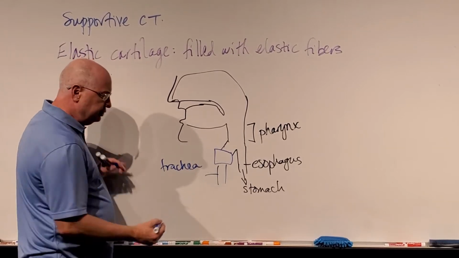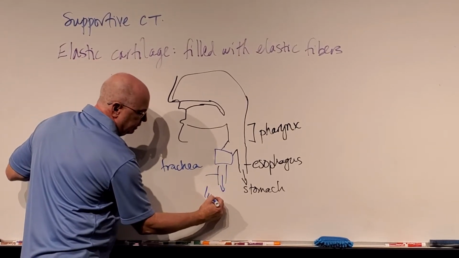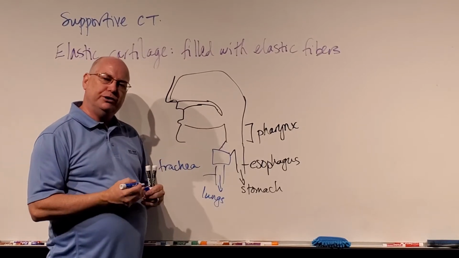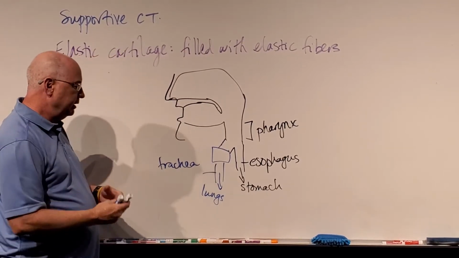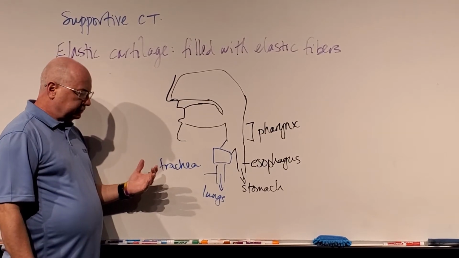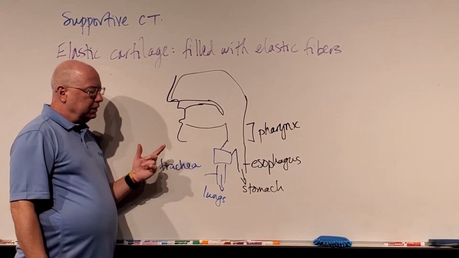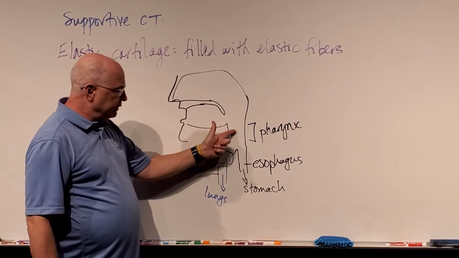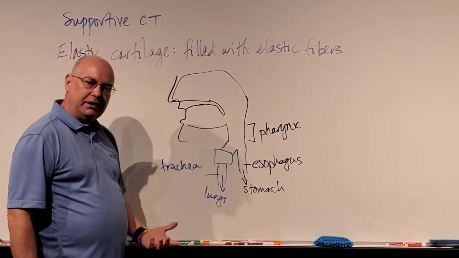The trachea is your windpipe, and it's going to lead to the lungs through what we call the bronchial tree or the respiratory tree that we talked about last time. Now, when it comes to swallowing food or drink, I do not want any food or drink making it down into my lungs.